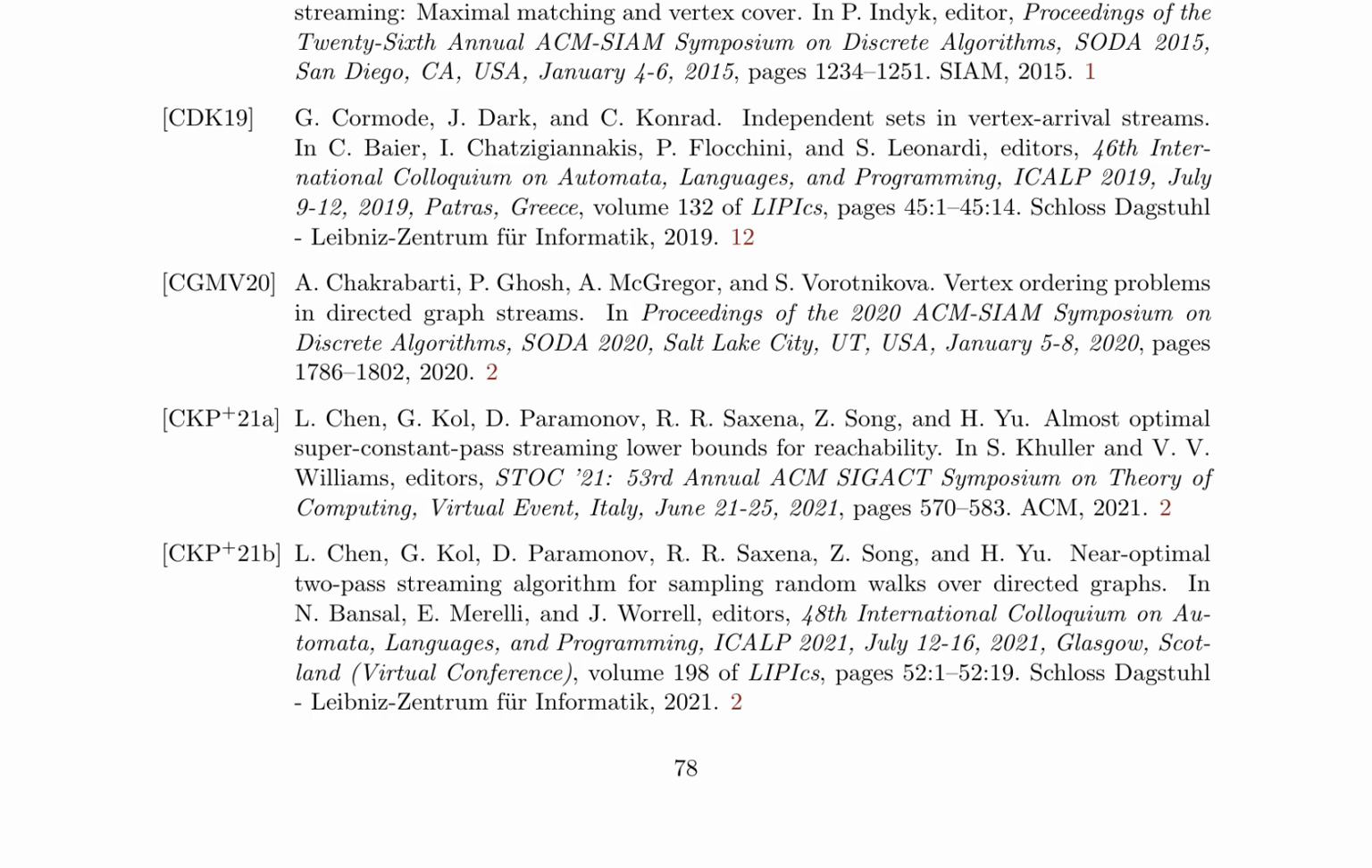Additionally, CDK19 examines independent sets in vertex arrival streams, investigating how to identify independent sets in graphs where vertices arrive sequentially. Lastly, CGMV20 addresses vertex ordering problems in directed graph streams, exploring how to order vertices in directed graphs to optimize certain properties. These papers collectively contribute to our understanding of graph algorithms, communication complexity, and streaming data, highlighting novel methodologies and significant findings that advance the field of computer science.